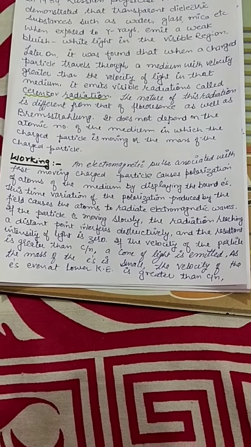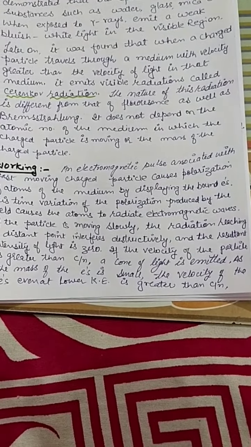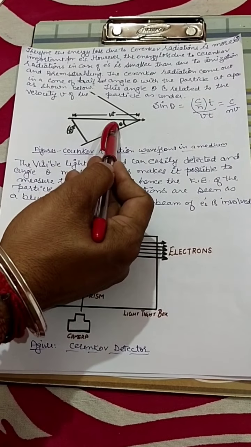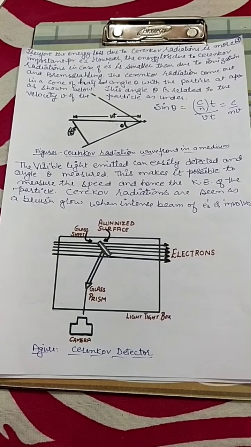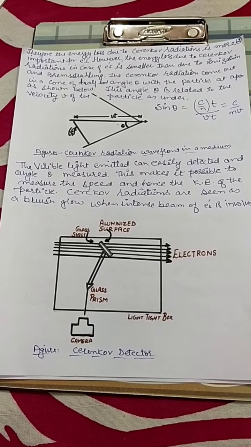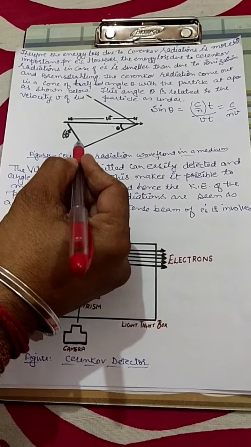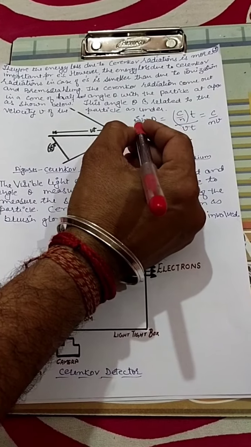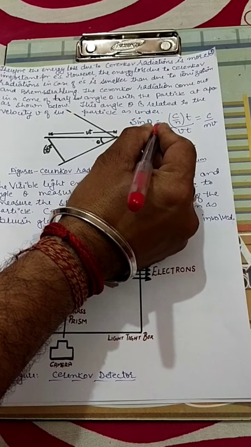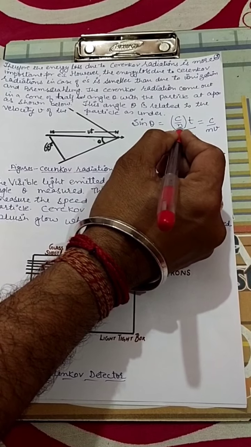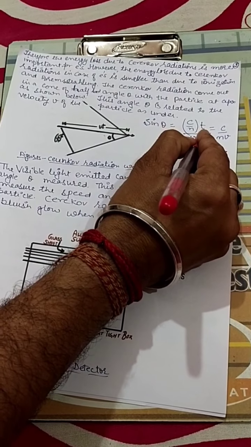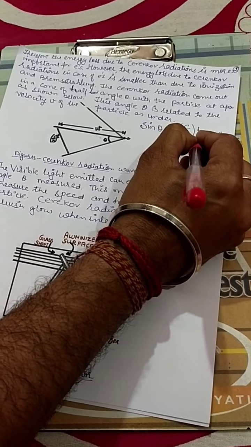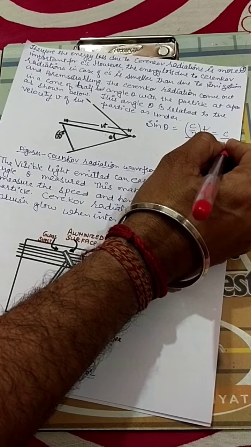The Cherenkov radiations come out in a cone of half angle theta with the particle at the apex, as shown in this figure. This angle theta is related to the velocity v of the particle by the derived formula: sin theta is equal to c upon n times, upon v times t. Then t can be cancelled here. This is equal to c upon n v.